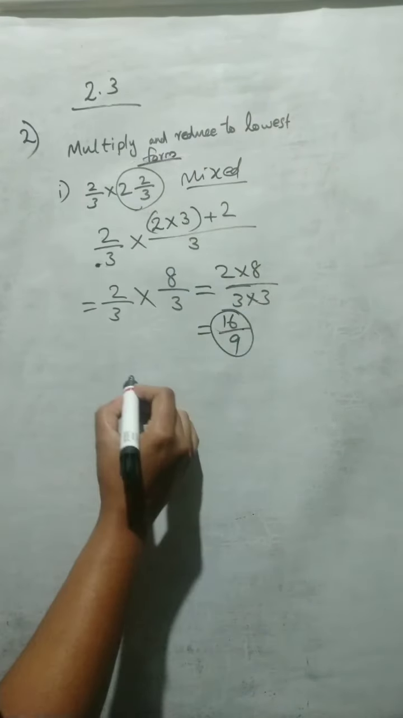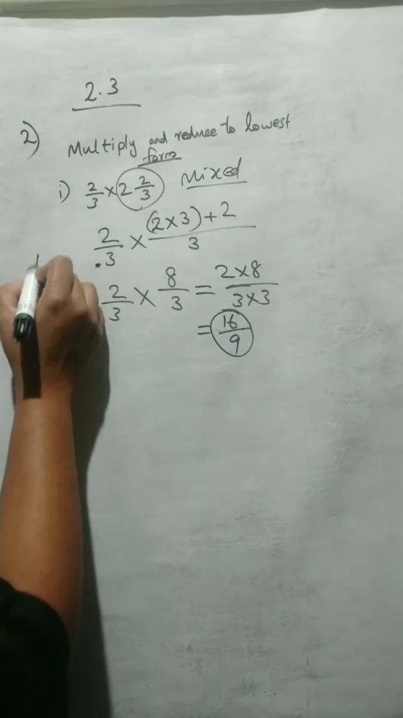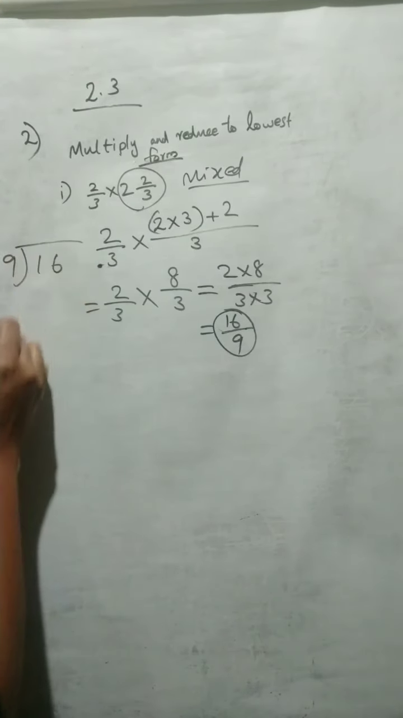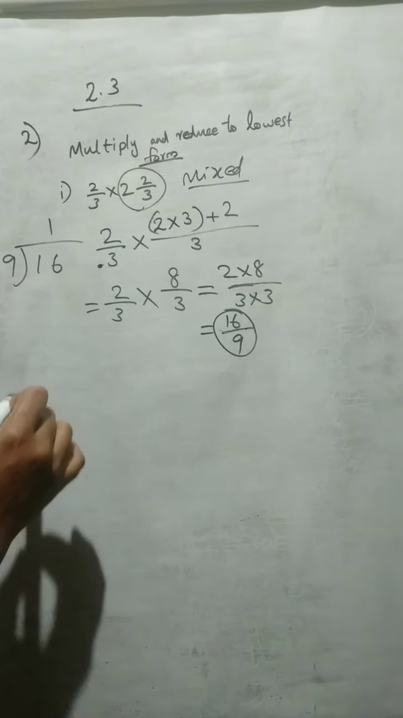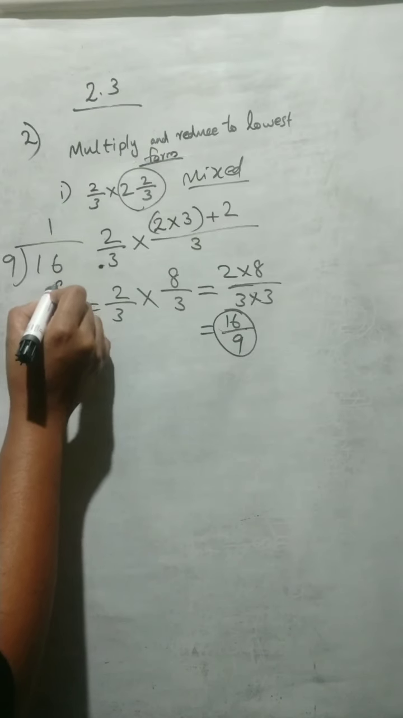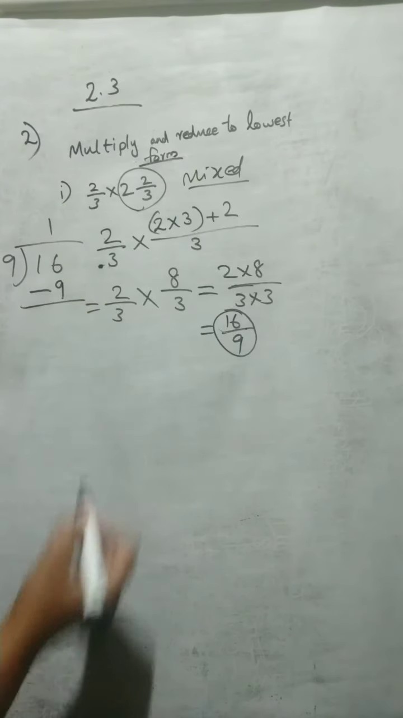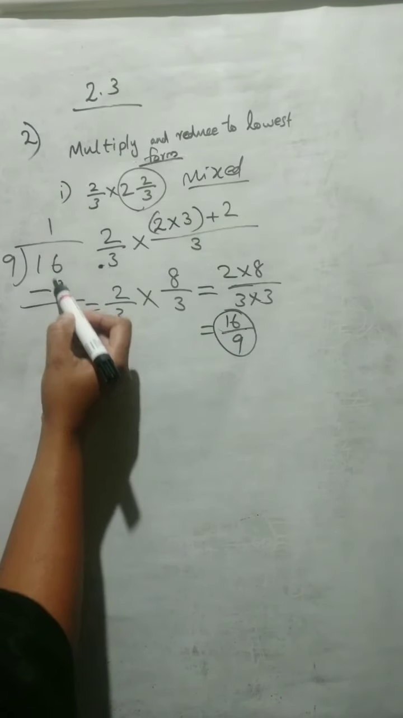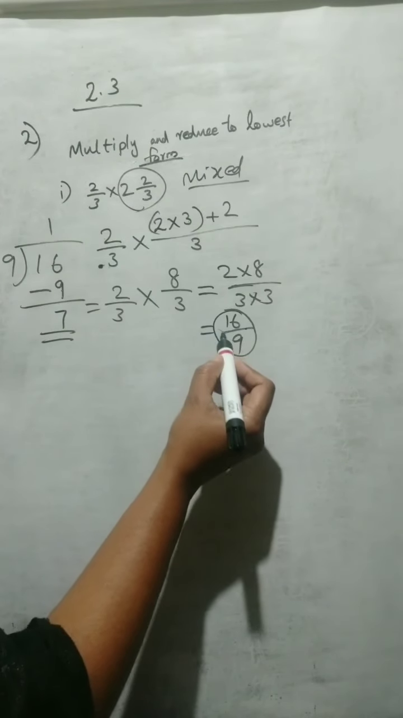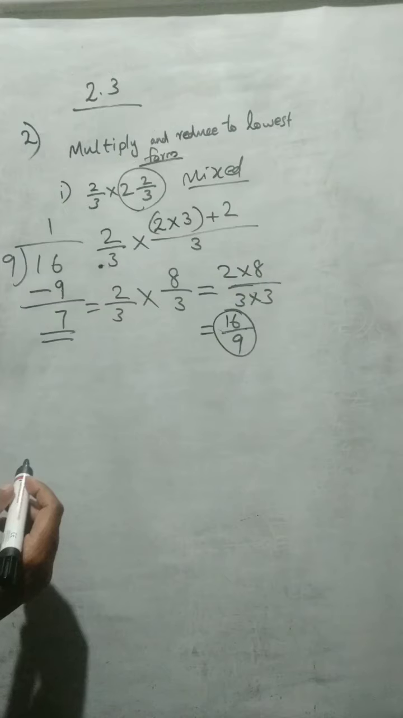So, 16 divided by 9. 1 9 is 9. 2 9s are 18. So, 1 9 is there in 16. So, then subtract. Take away 9 from 16. 7 is the answer. So, how can we write this one in the mixed form?